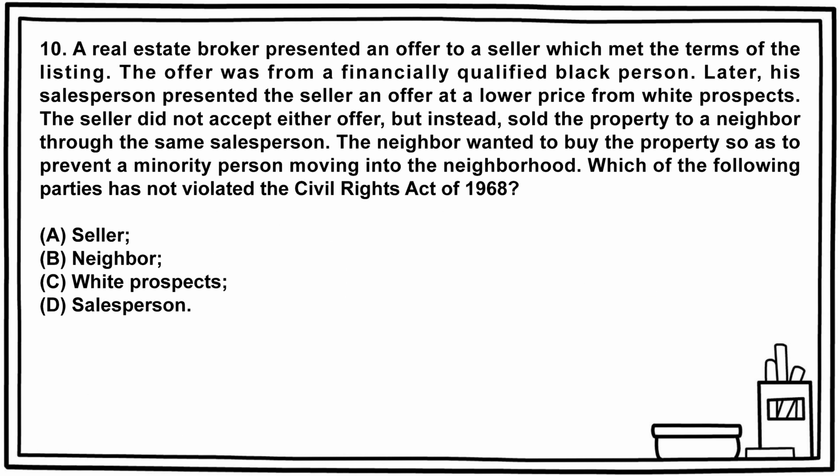10. A real estate broker presented an offer to a seller which met the terms of the listing. The offer was from a financially qualified black person. Later, his salesperson presented the seller an offer at a lower price from white prospects. The seller did not accept either offer, but instead sold the property to a neighbor through the same salesperson. The neighbor wanted to buy the property so as to prevent a minority person moving into the neighborhood. Which of the following parties has not violated the Civil Rights Act of 1968? A. Seller. B. Neighbor. C. White prospects. D. Salesperson.